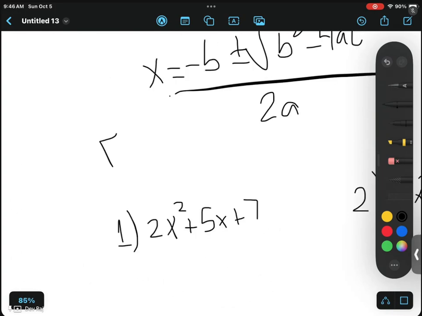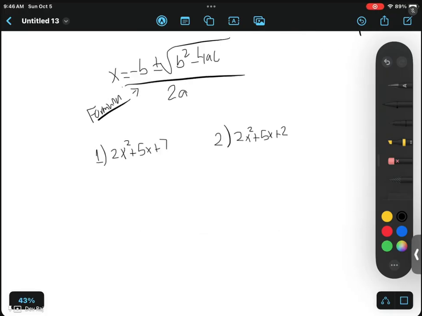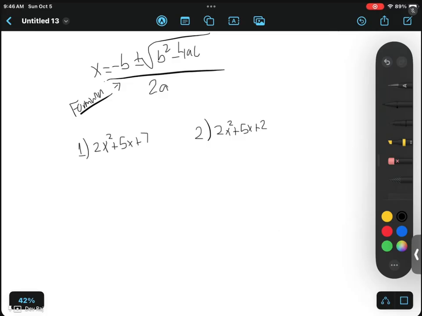There's your formula. Here's 2 problems, and I want you to find the x-intercepts for both of them. And if they don't exist, explain why. Okay, did everybody hear that? Got it? Okay, awesome. So this should take you like, I'll say 10 minutes for both of the problems. Okay, good luck. If you have questions, feel free to ask me.